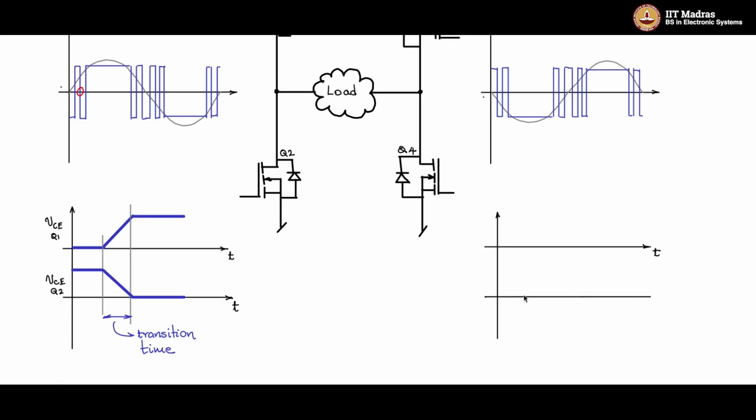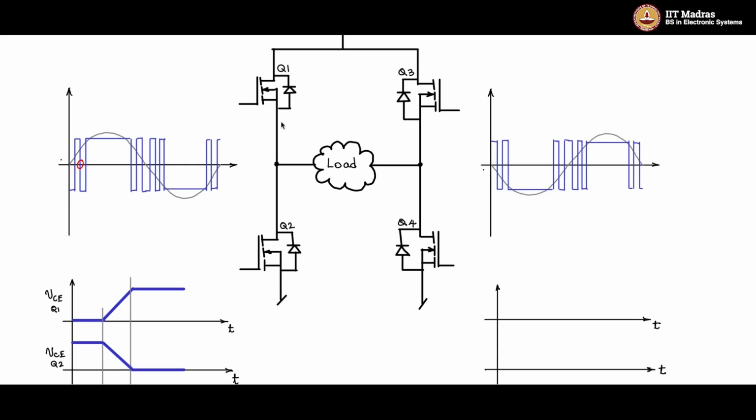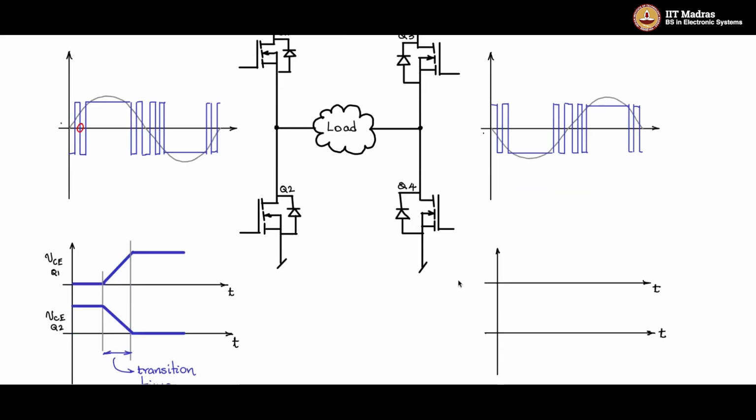Again, I am taking two axes. One axis for the collector emitter of Q1 or the drain source of Q1, and the collector emitter of Q2 or the drain source of Q2, depending upon which semiconductor switch you are using. So let me mark that. Let me first draw Q1. Q1 was on, and at this point I am initiating turn off of Q1.